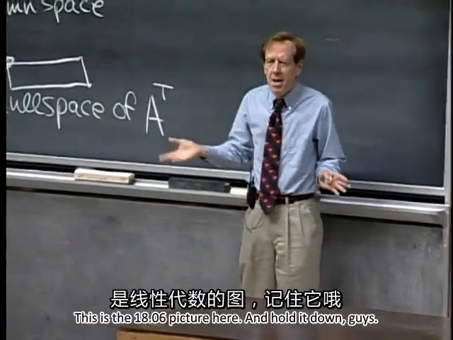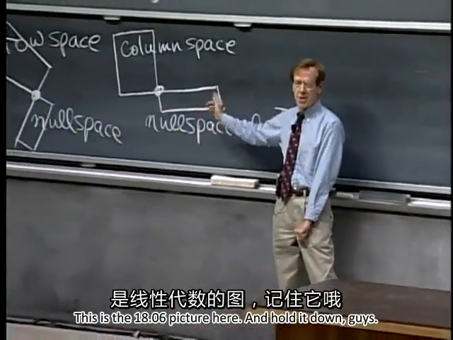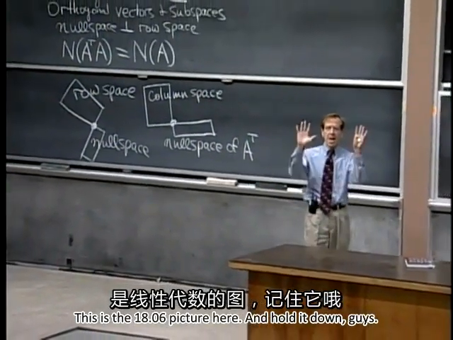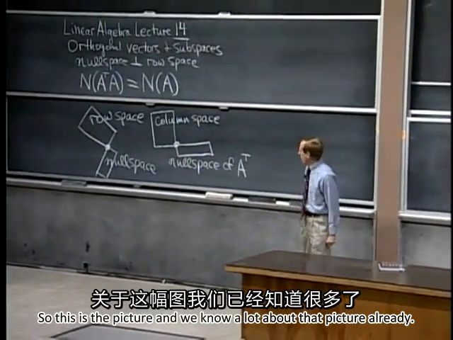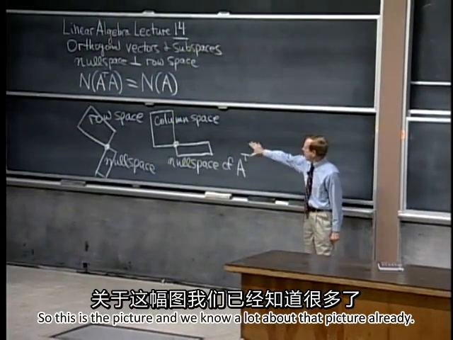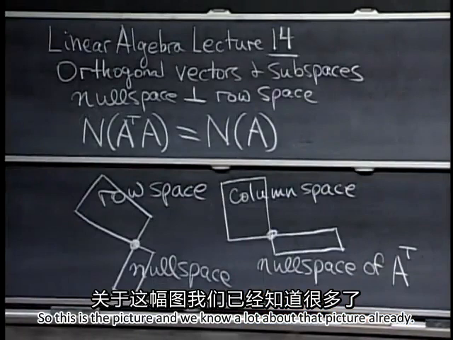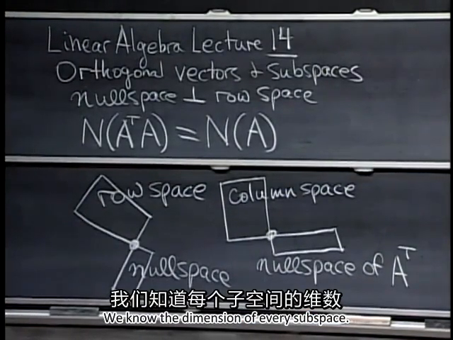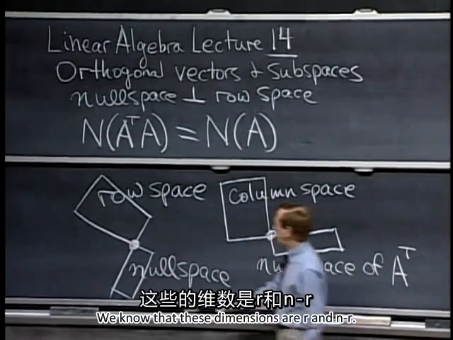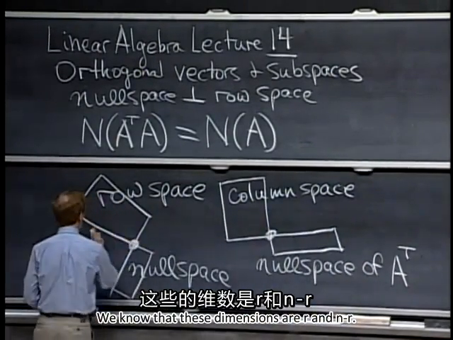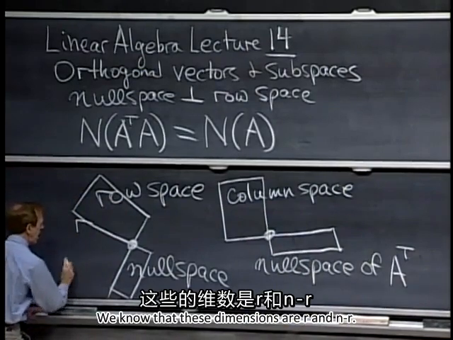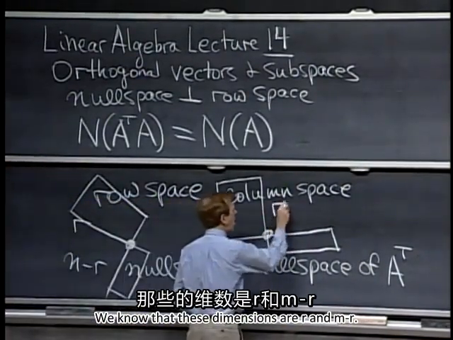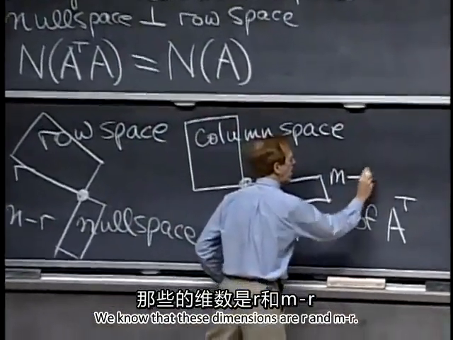This is the 1806 picture here. And hold it down, guys. So this is the picture, and we know a lot about that picture already. We know the dimension of every subspace. We know that these dimensions are r and n minus r. We know that these dimensions are r and m minus r.